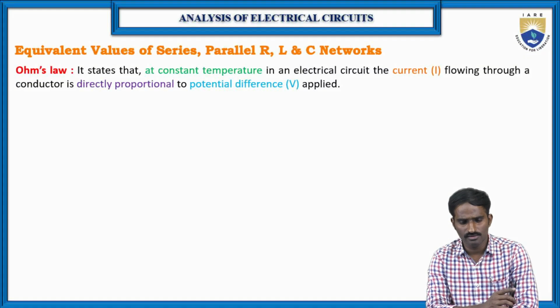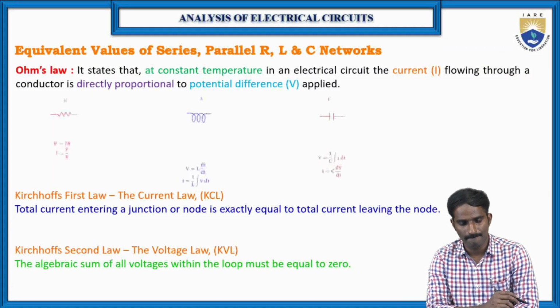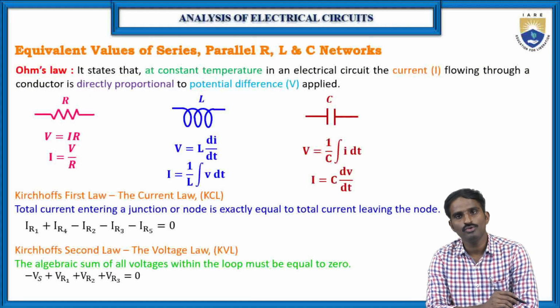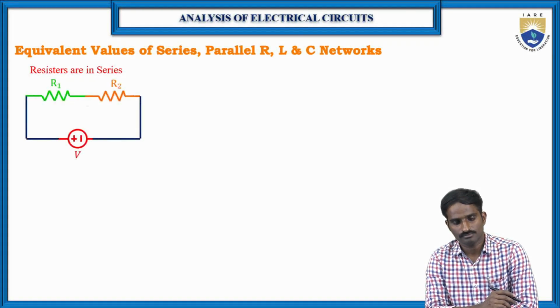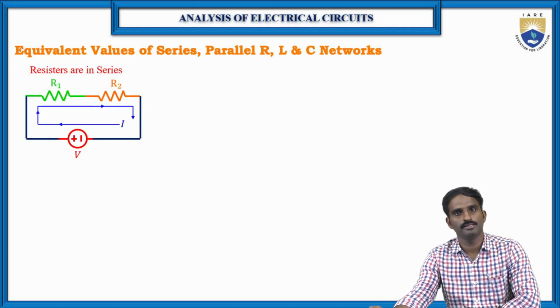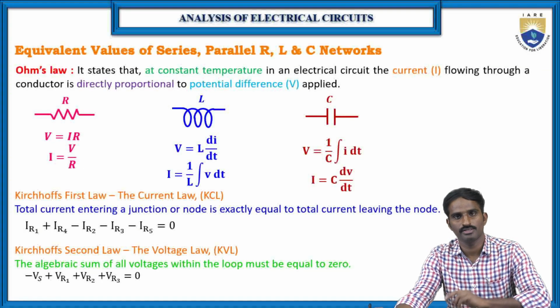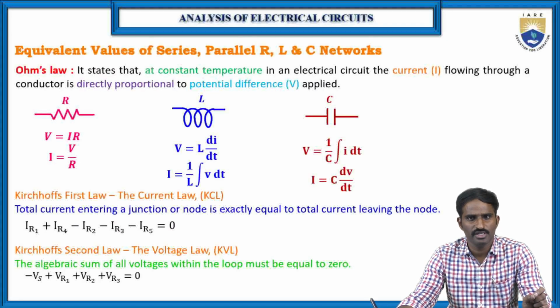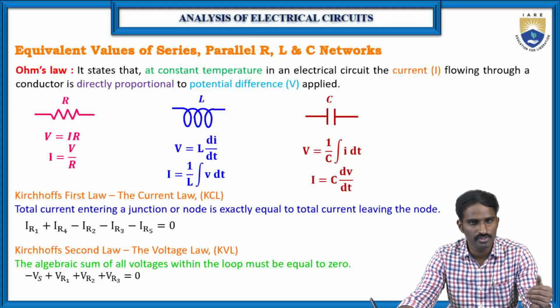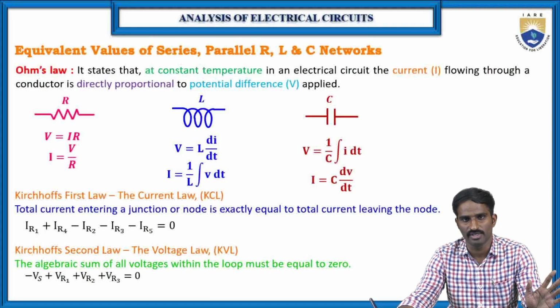Then let us discuss one problem: how to convert voltage sources into current sources and current sources into voltage sources. Because this is also, as I told you, one kind of network reduction technique. By using this network reduction technique, we can find the current flowing through any network or the voltage across any network or any element.